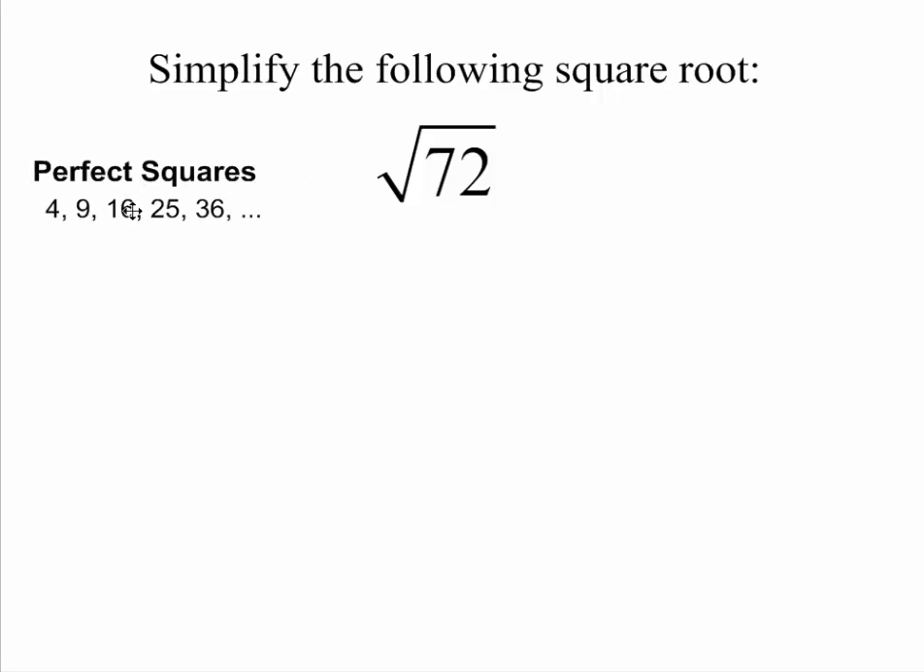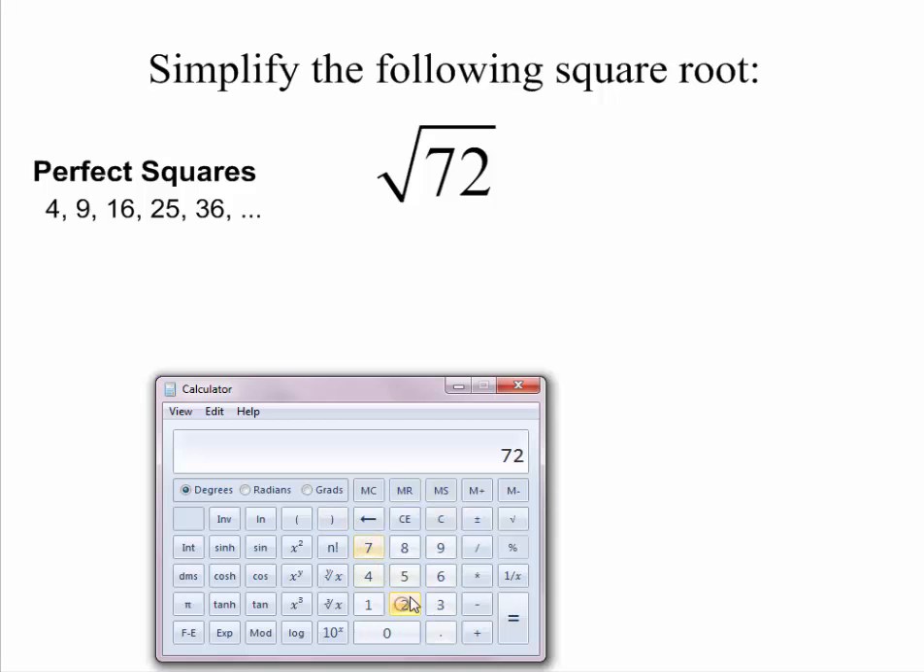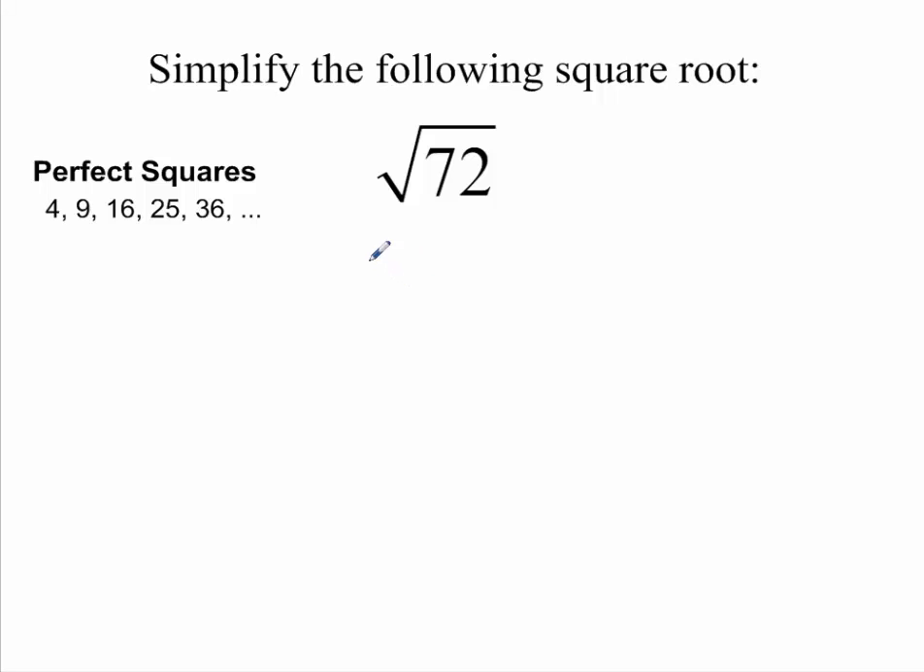Okay, so we have to recall the list of perfect squares, and I want to see which one of these numbers divides into 72. So which one of these is a factor of 72? I'm going to go through my list. I'll divide 72 by 4, and I can see 18 is an integer, so I know 4 is a factor of 72, and it goes into it 18 times. So I can rewrite 72 as a product of 4 and 18, where 4 is a perfect square.